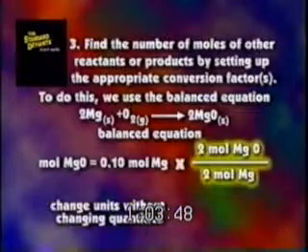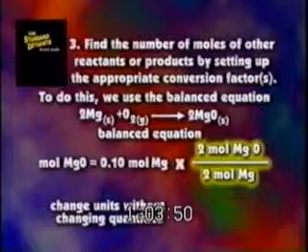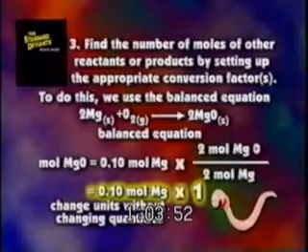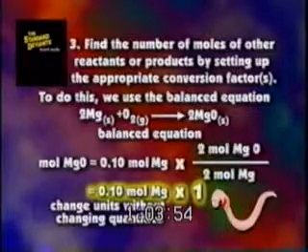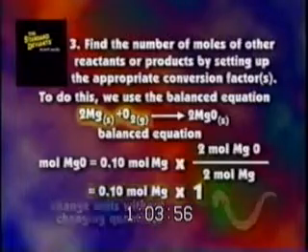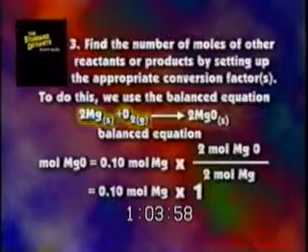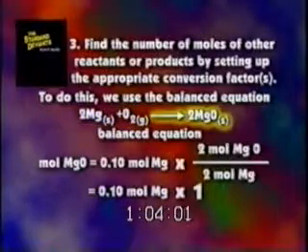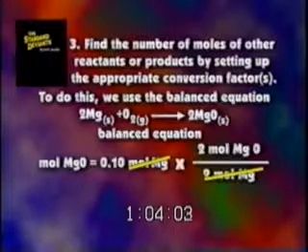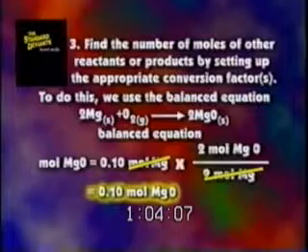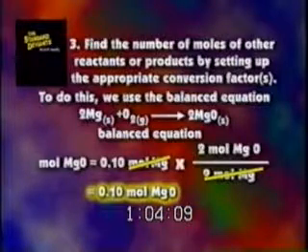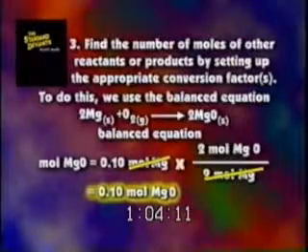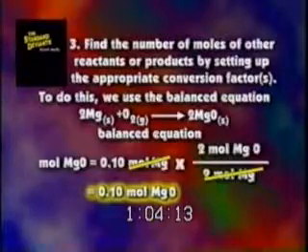Multiplying by 2 moles of magnesium oxide over 2 moles of magnesium is like multiplying by 1, because the balanced equation for the reaction says that for 2 moles of magnesium, we get 2 moles of magnesium oxide. Cancel out the moles of Mg on the top and bottom, and that gives us 0.10 moles of magnesium oxide. And there it is, just like we told you. We have 0.10 moles of magnesium oxide.